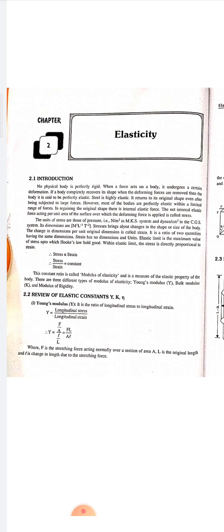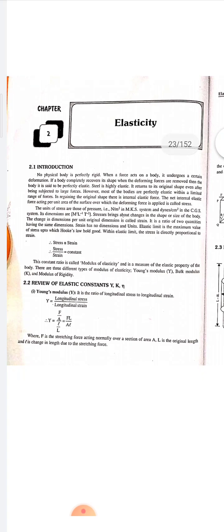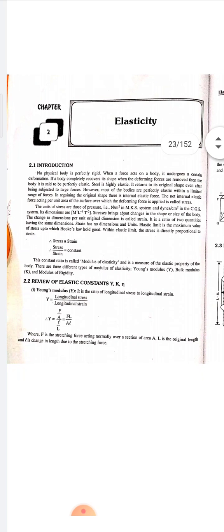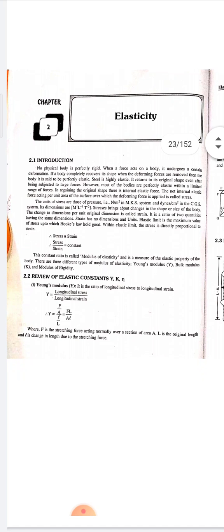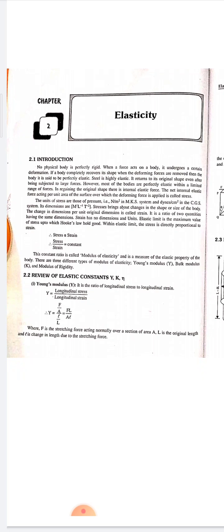Then stress brings about a change in the shape or size of the body. The change in dimension per unit original dimension is called the strain. The MCQ will be there: the change in dimension per unit original dimension is called dot dot dot. Okay, it is a ratio of two quantities having the same dimension. Strain has no dimensions and no units.